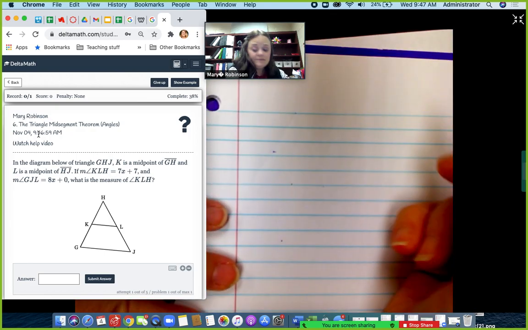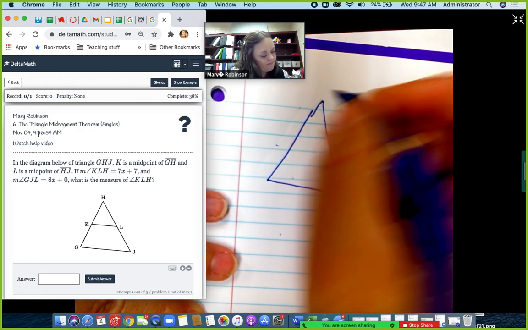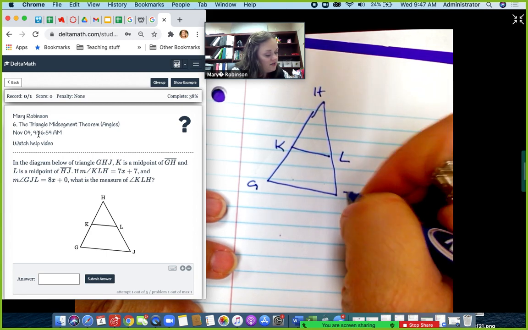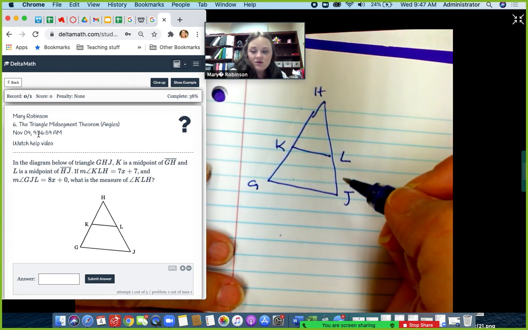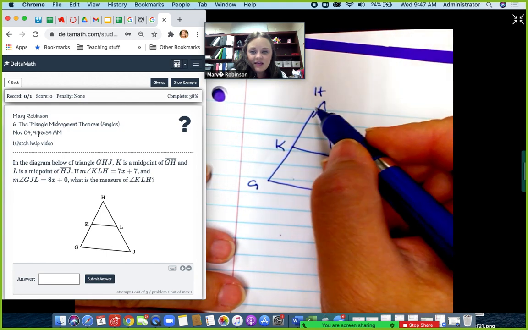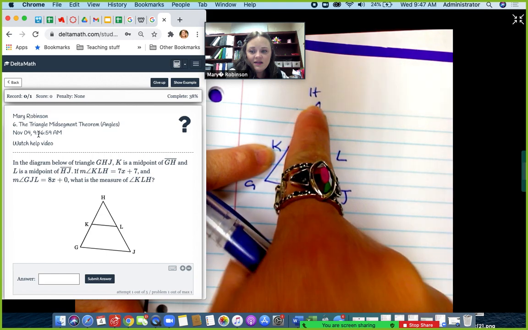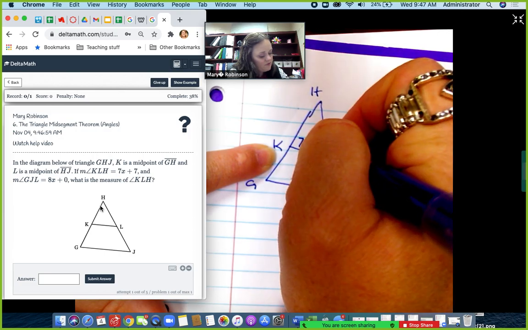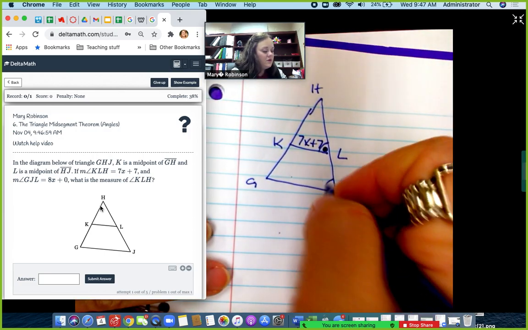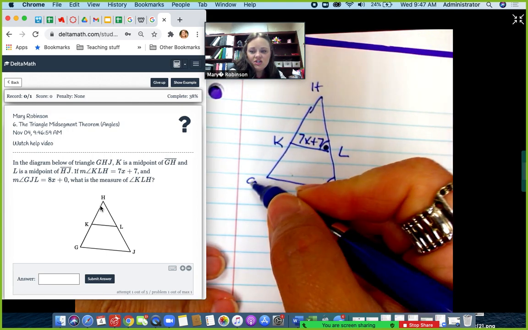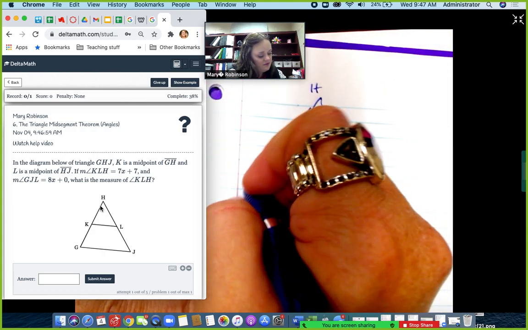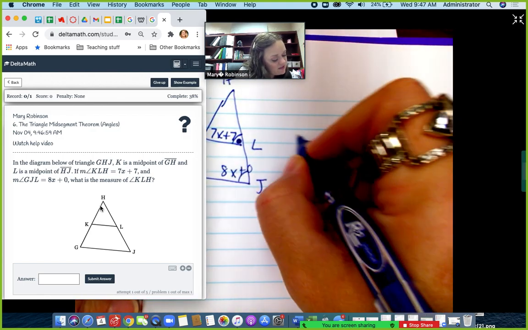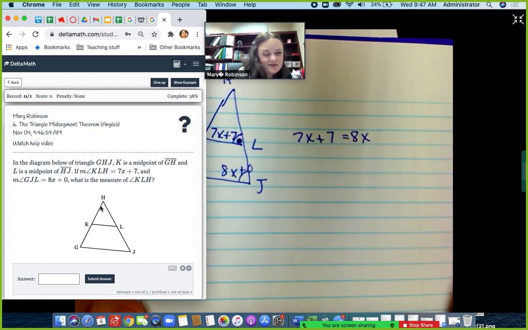So I'm going to first copy my triangle. G, K, H, L, J. And of course we know all the things that are hopefully congruent now. But they tell us that angle KLH, so this one right here, is 7x plus 7, for this angle right here in this corner. And we know it's congruent down here. And angle GJL is 8x plus 0. Weird, plus 0. Okay. But we know they're congruent, so again, we're just going to set these equal. And I don't need the plus 0, by the way.